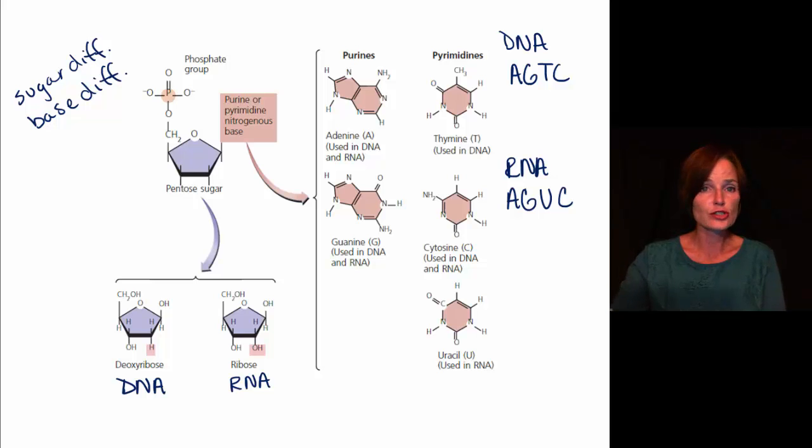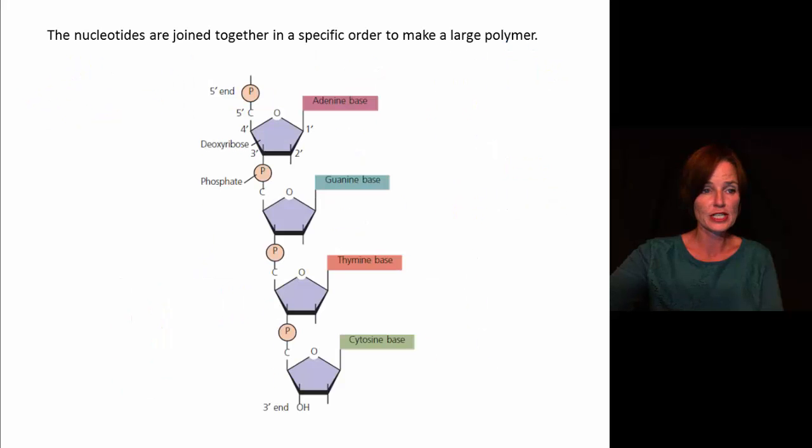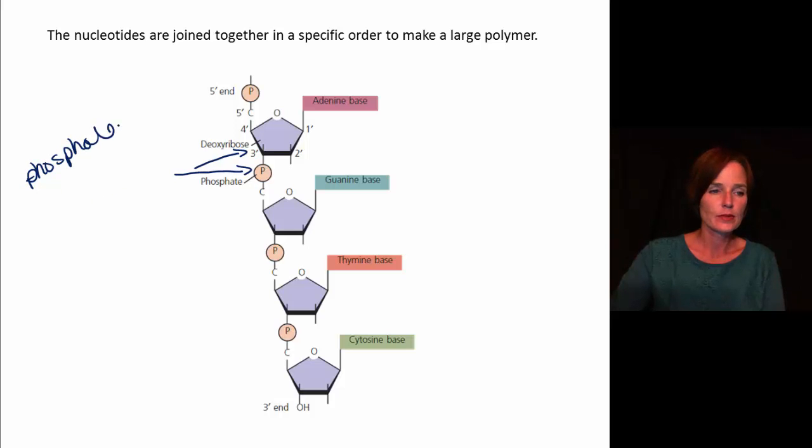Okay, so that's the overall structure of the nucleotide. Those nucleotides are ultimately going to get joined together to make those large polymers that we were referring to. Here we see how they're actually going to get connected together. When they connect together, it is the phosphate group of one that connects to the sugar of the next. So if I just write that here, phosphate connects to the sugar.